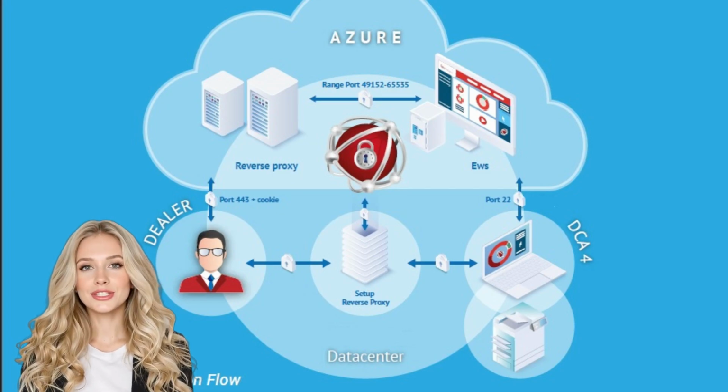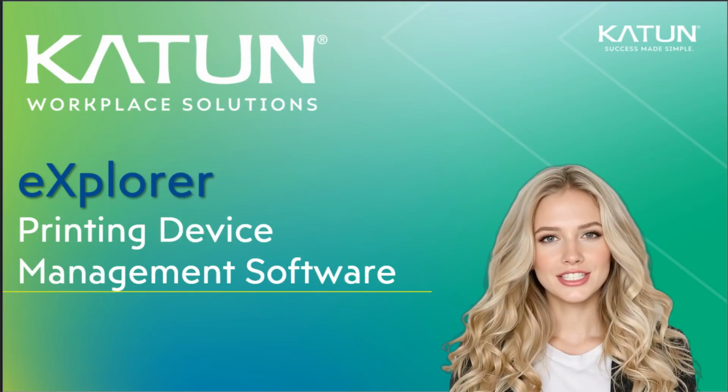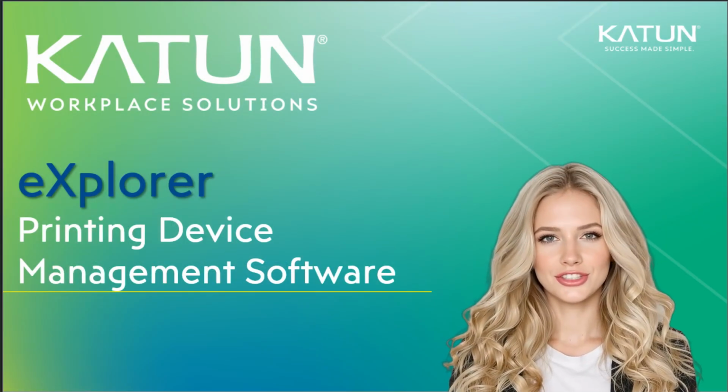For dealers, this means faster support, fewer on-site visits, and more efficient service operations. For customers, it means controlled, traceable access, no permanent open tunnels, and full visibility of who accessed the device and when. It's a great example of how Katun Workplace Solutions turns security into an enabler, not a limitation.